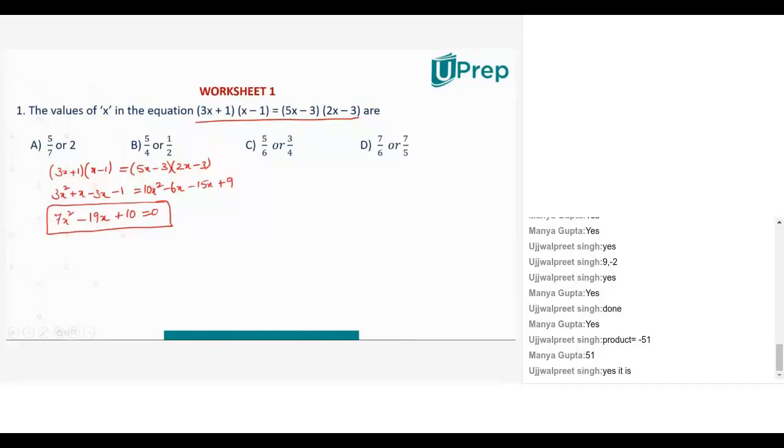Did you get this equation? 7x square minus 19x plus 10 equal to 0, which is in the standard form. Actually, the given equation is not in a standard form because the right hand side is also a polynomial. We converted that to a quadratic in standard form. Now we will try to solve. Is this clear up to here? Is it clear to everyone? Ujjwal, Manya, have you got the same equation?